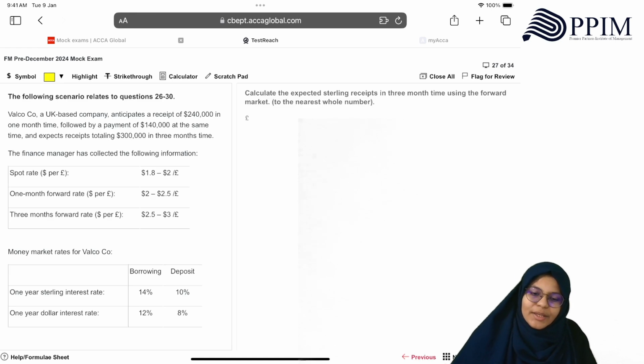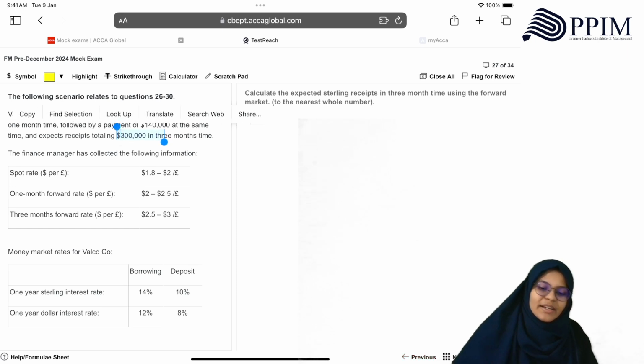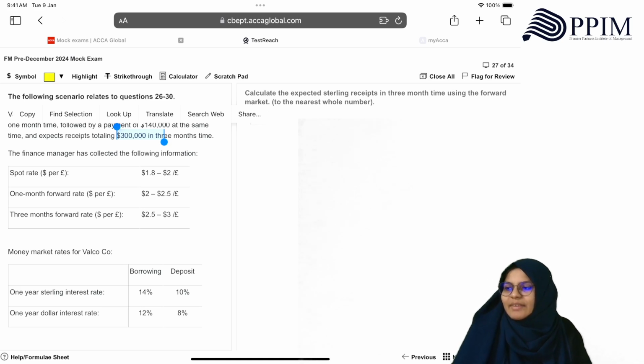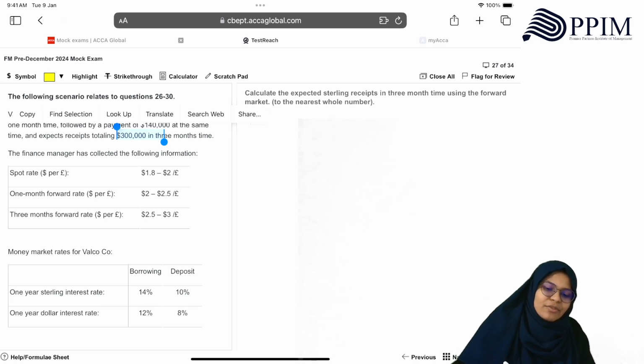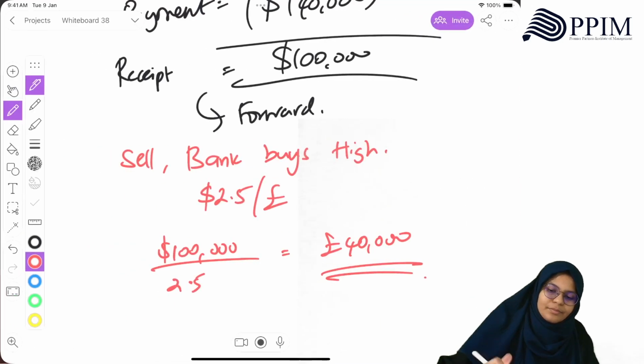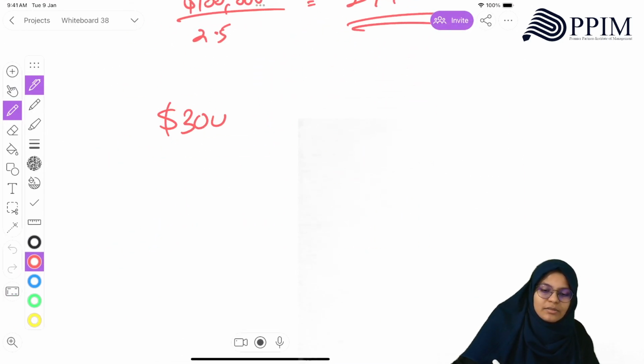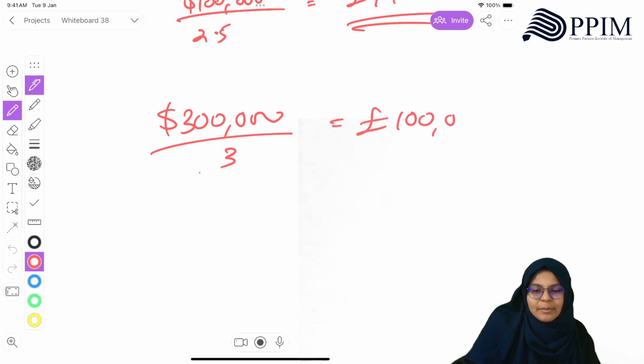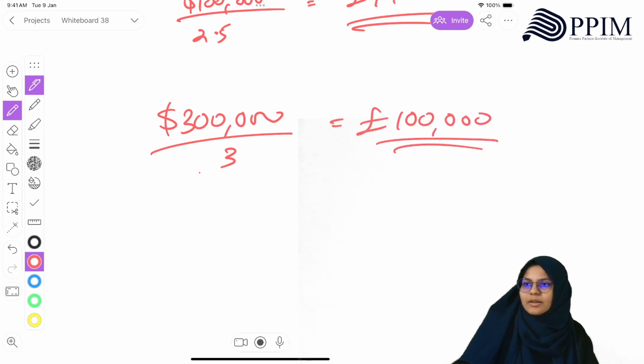Then they are saying calculate the expected sterling receipt in 3 months time using the forward market. In 3 months time you are going to get a receipt of 300,000. Again, what will happen? I will get the dollars, I don't want them, I will sell them, and the bank will buy high. But this time the 3 month forward rate has to be used, so that will be 2.5 to 3. Bank buys high means we are going to convert at 3. So simply this is 300,000 divided by 3. So we will end up getting 100,000 pounds. Simple question.